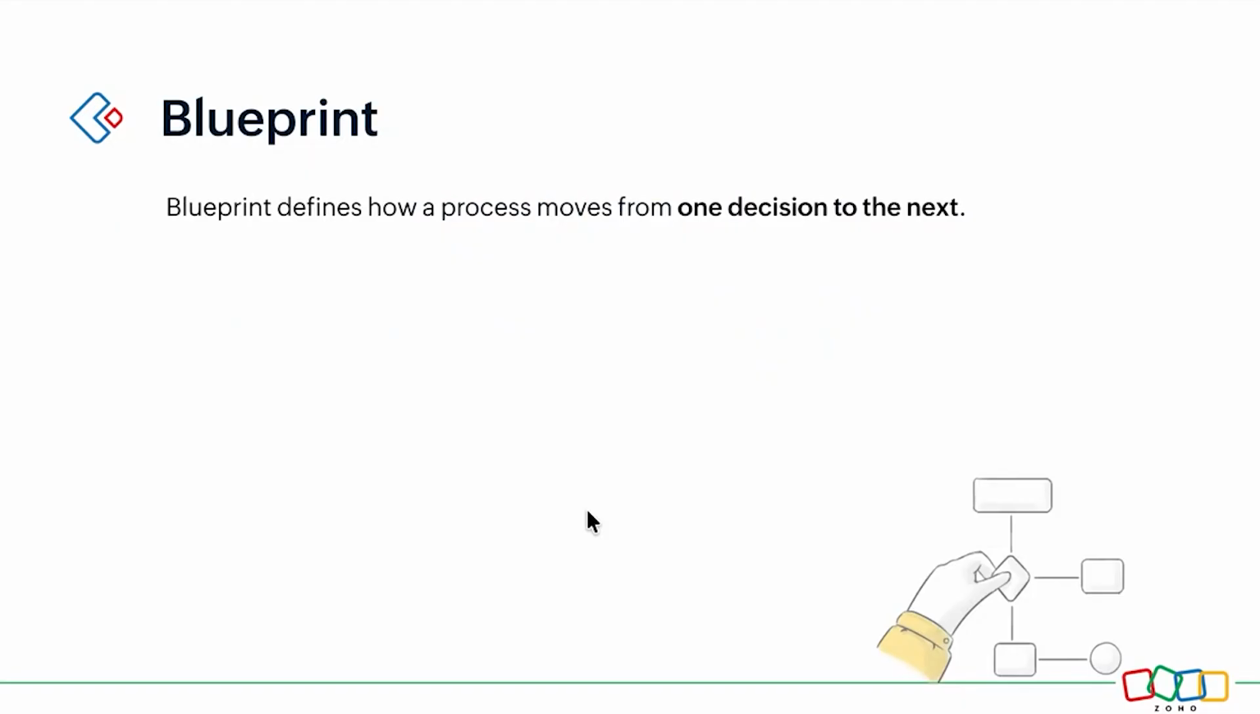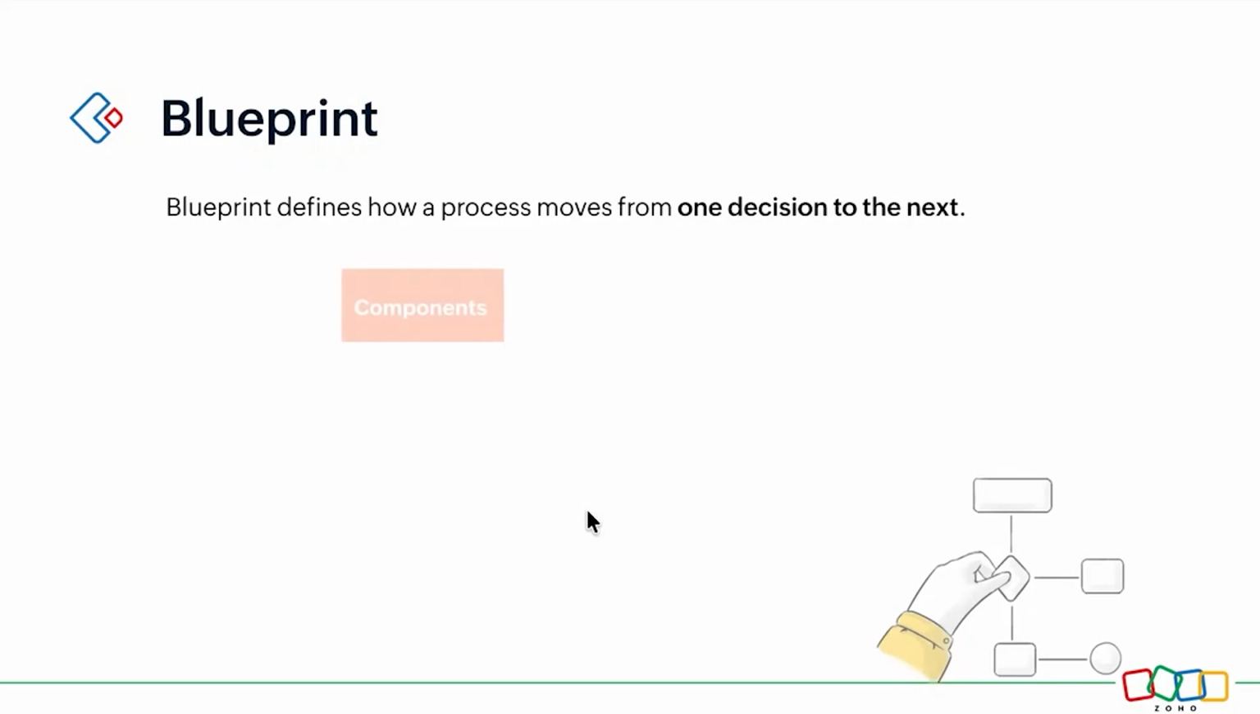So what is a blueprint? A blueprint defines how a process moves from one decision to the next, that is, from one stage to another stage. For example, a request is submitted. That is a stage. Next it has to move into the evaluation stage, and then it has to move into the decision stage. These stages can be processed with the help of the blueprint feature.